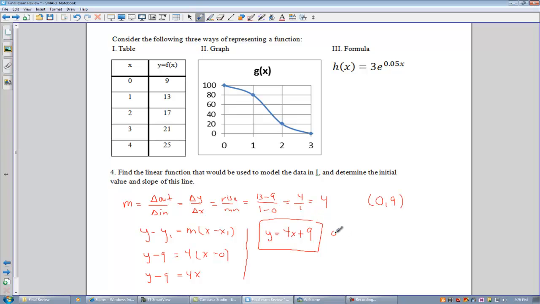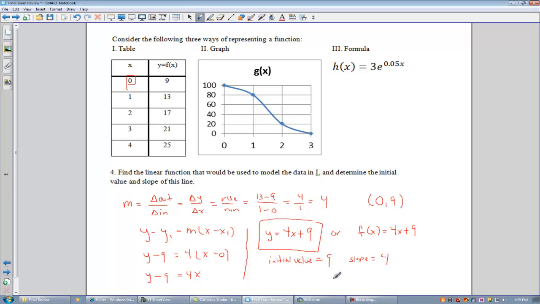I could write it as f of x, since it is the function f, 4x plus 9. But you can write it as y equals 4x plus 9. It doesn't matter. And I want to determine the initial value and the slope. All right. Well, the initial value is where I start. And remember, where I start isn't when I plug in 1. It's when I plug in 0. And so you can see from this that the initial value is 9. So my initial value is equal to 9. And my slope is equal to 4, obviously. It's the number in front of x.